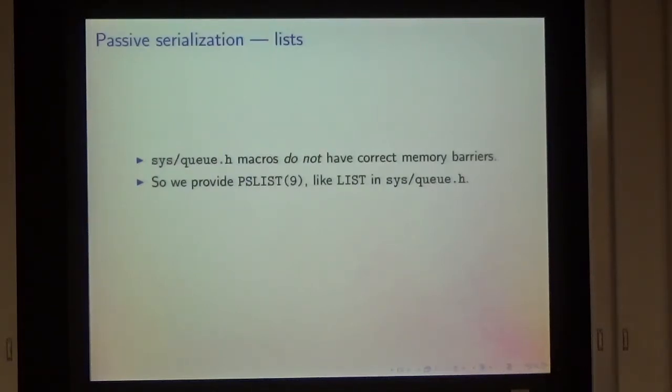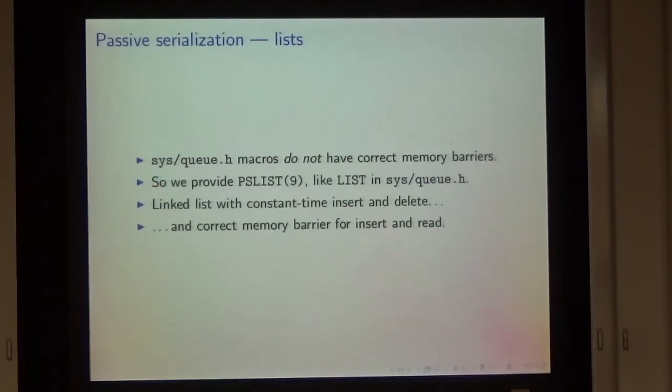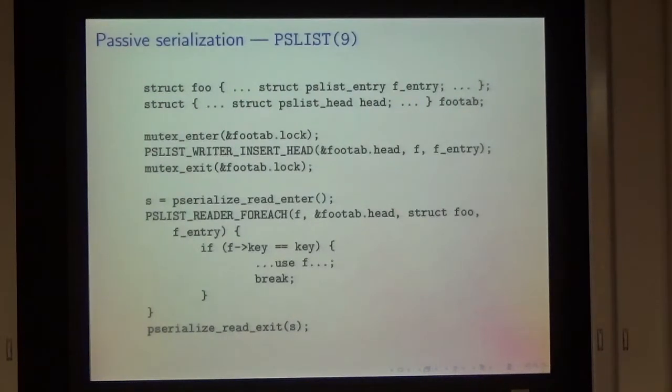So we provided a PSList that is just like list, but it has the right memory barriers for passive serialization. It's got constant time insert and delete, and the right memory barriers for insert and read. The code for doing the insertion or lookup looks like this. Instead of the next pointer, we have a struct PSList entry inside of foo, and a struct PSList head inside the foo table, and just PSList writer insert head instead of setting the next and previous pointers ourselves, and PSList reader for each. This inserts the membar producer, and this inserts the membar data consumer.